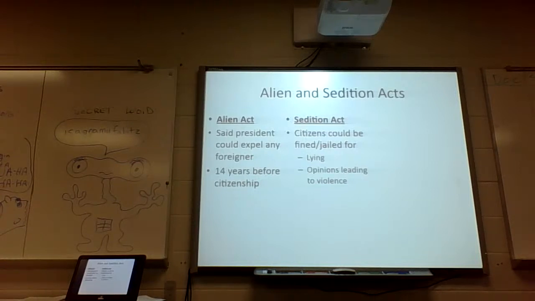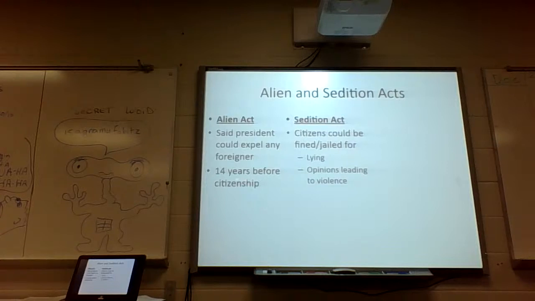It was under the presidency of John Adams, the same guy who defended the British soldiers after the Boston Massacre. That's him. The Federalists passed two laws. One's called the Alien Act. This gave the president a lot of authority to remove any person from the nation before they became a citizen for any reason. It was phrased in terms of national threat.